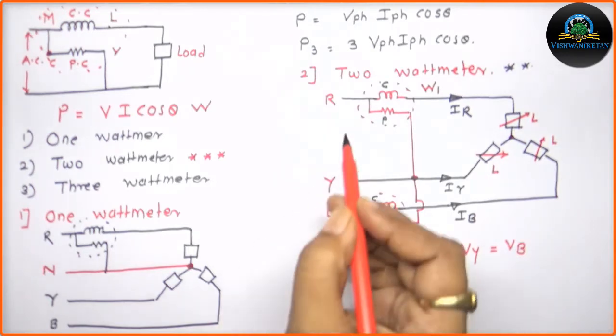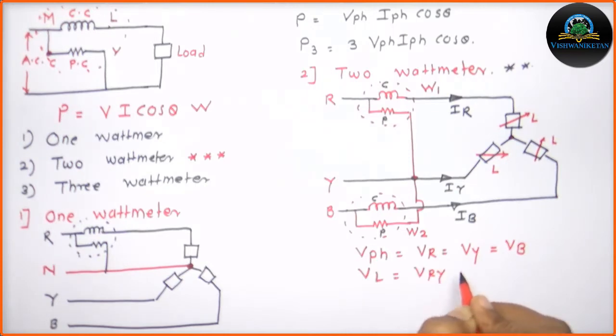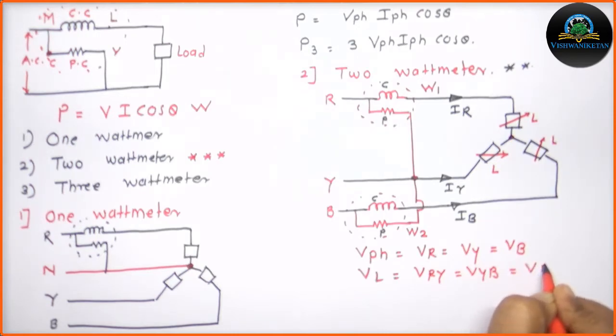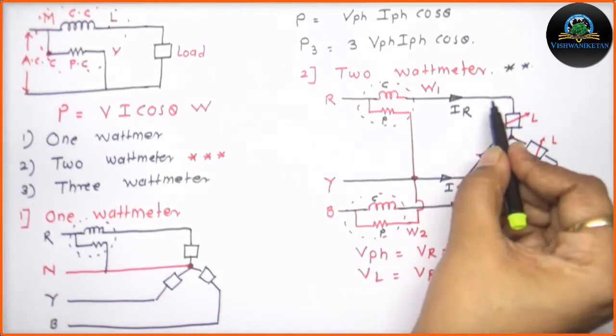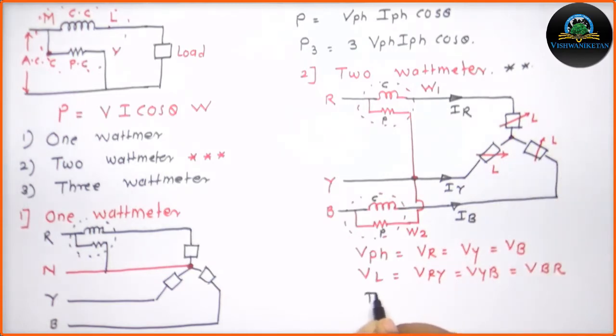Now at the same time, if I am connecting the voltmeter across these two terminals, it will be VL, which is equal to VRY, VYB and VBR. As it is a star connection, again the current will be the same for line as well as for phase. So IL is equal to IPH is equal to IR, IY and IB. So by using this connection, we'll develop the further phasor diagram.